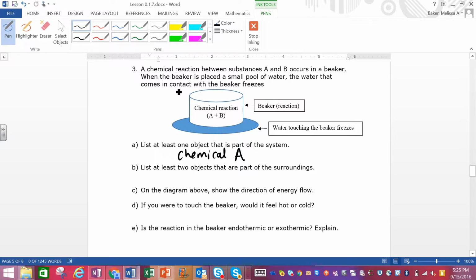What are some objects that are part of the surroundings? Well, the beaker, because it's holding the chemicals, the water. I could also say the air.